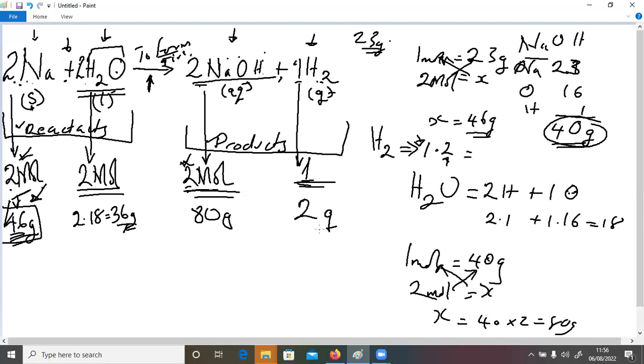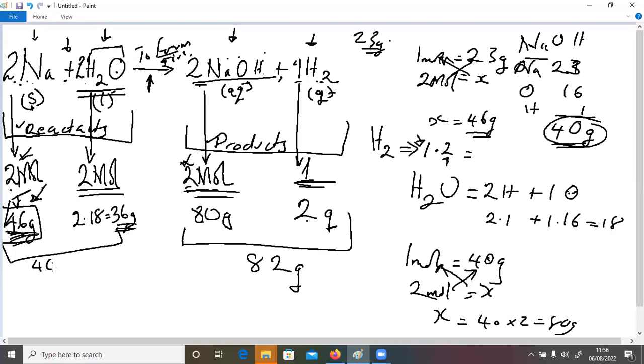All right. And you see something interesting. If I add this plus this, it becomes 82 grams. If I add 46 plus 36, this one should be equal to 82 grams. And that way we know that our equation is pretty okay.